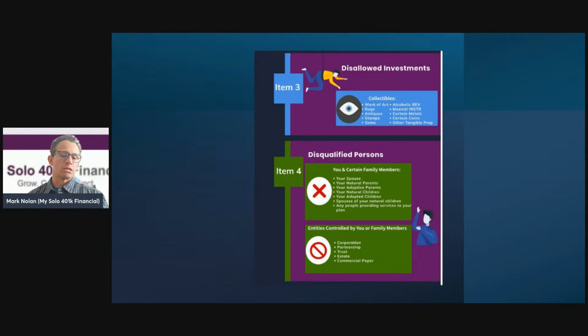As well as your trust. Let's say you have a living trust or a land trust. You cannot utilize your self-directed 401k to invest with that land trust or living trust.